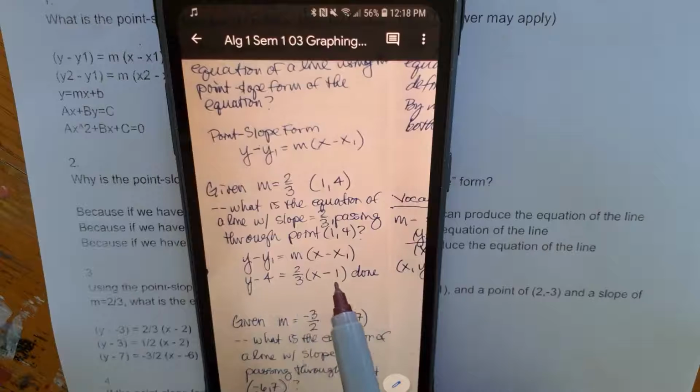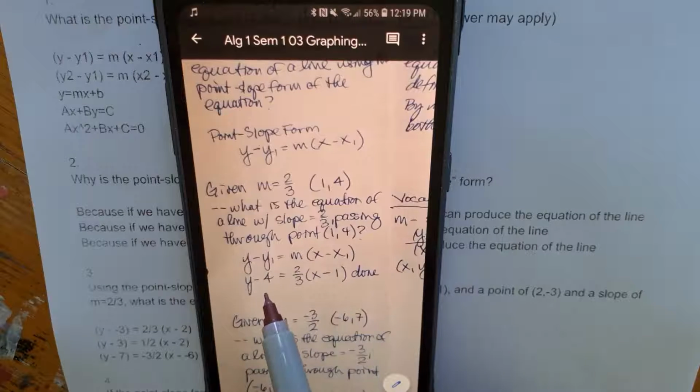You could start to multiply this out and go through the distributive process and move this to the other side, etc. But this is done. This is an equation of a line. If you type this, no, you can't type this directly into Desmos. You'd have to move the 4 over to type it directly into Desmos. But this is done in terms of an equation of a line with this slope passing through this point.